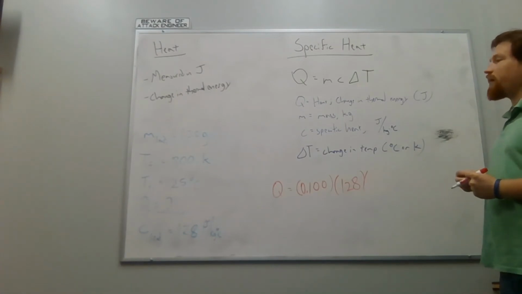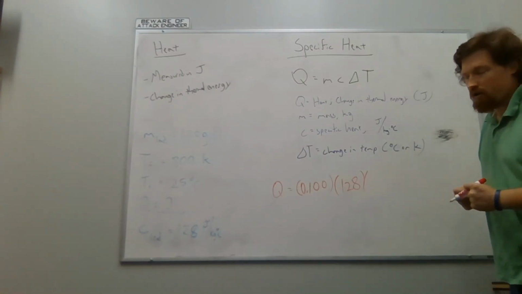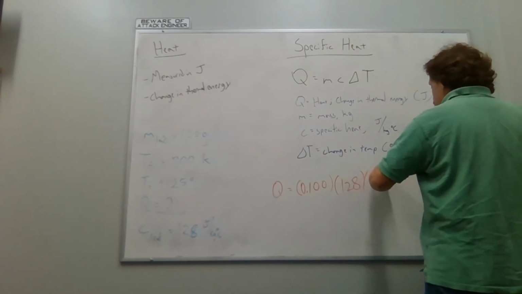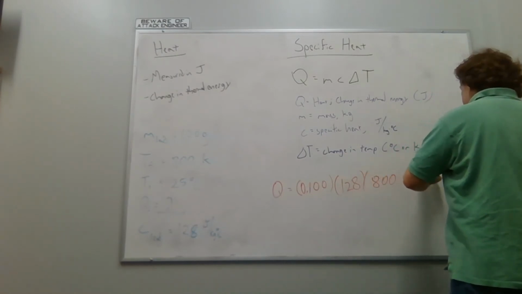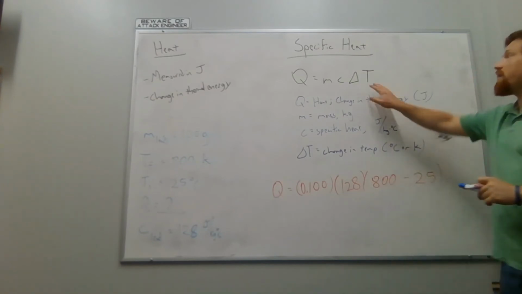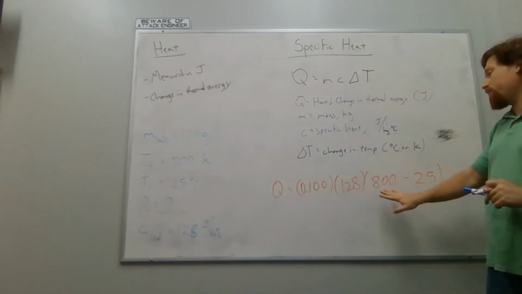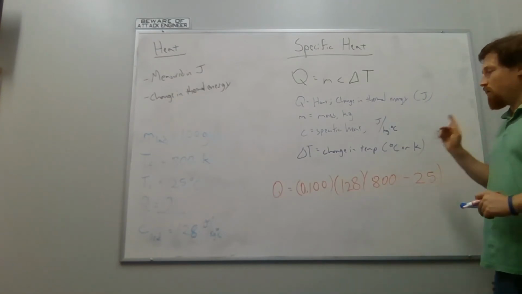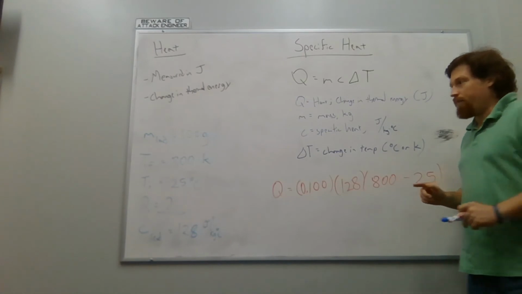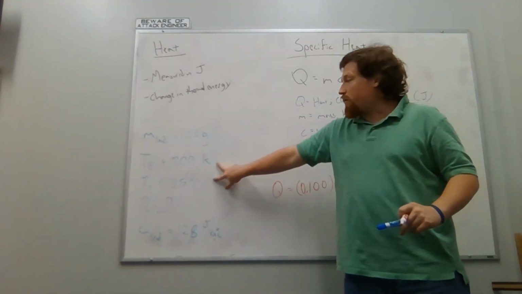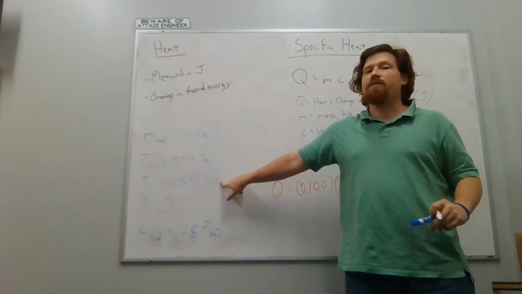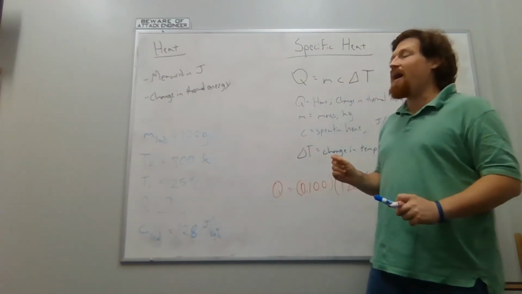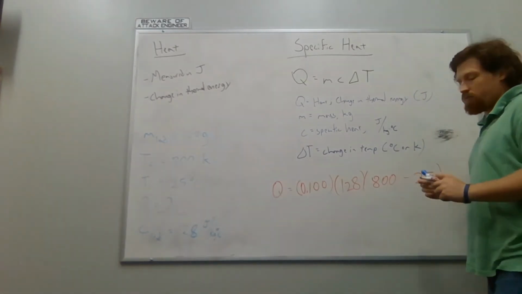And now we plug in our change in temperature. So we end at 800 Kelvin and we begin at 25. Delta is always final minus initial, so I'm subtracting the initial temperature from the final temperature. But there's a problem. These two temperatures are in different scales. One is in Kelvin, one is in Celsius. Both of them need to match in order for us to be able to work this problem.